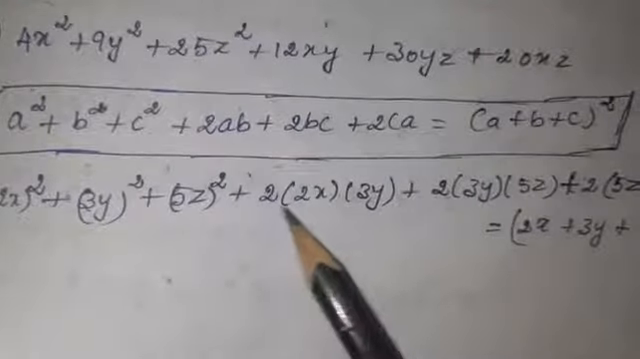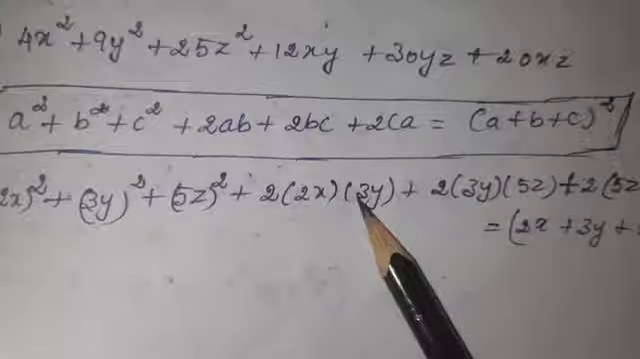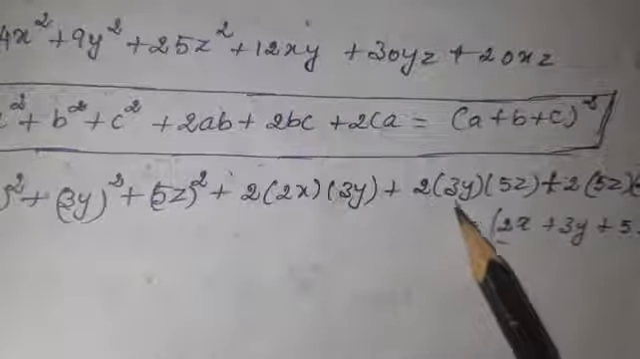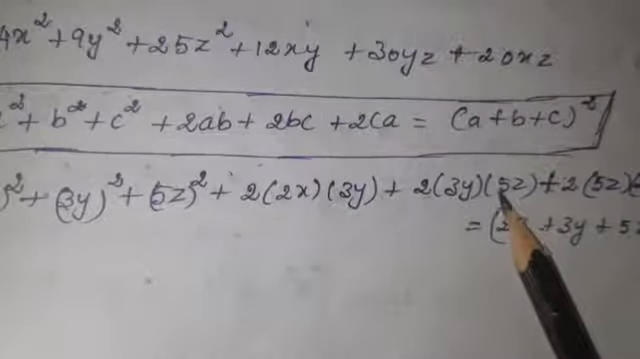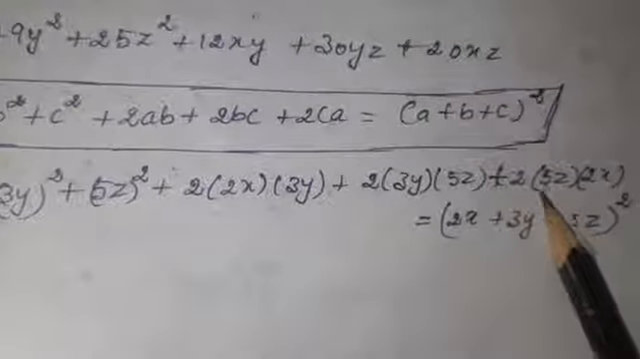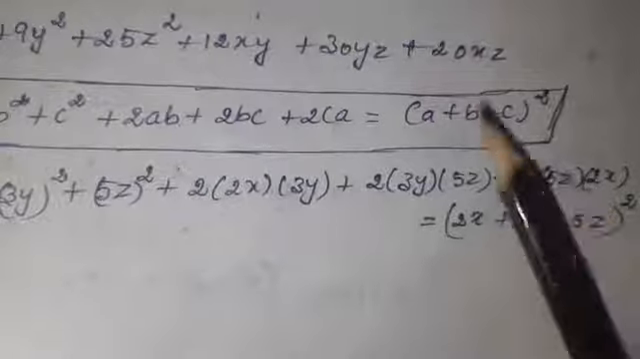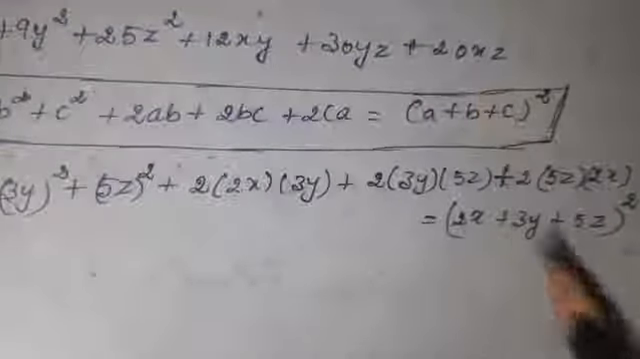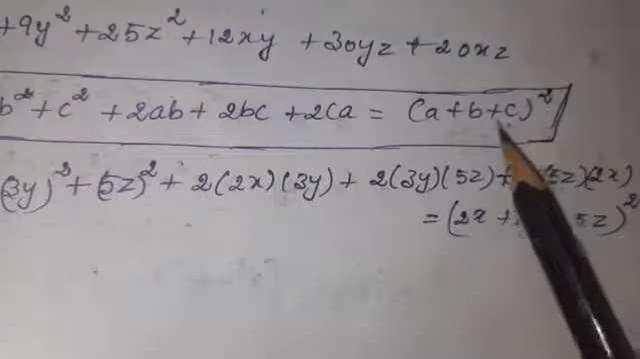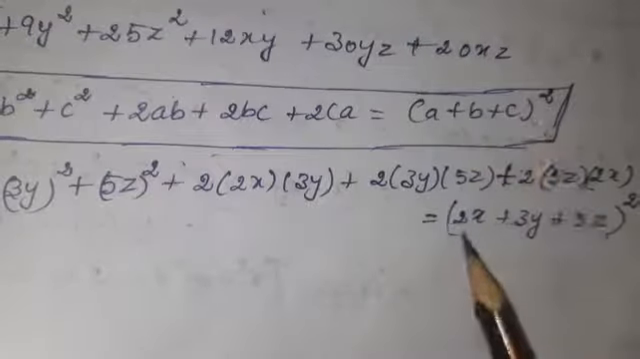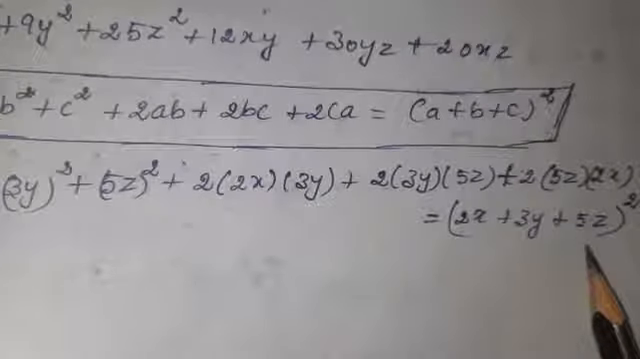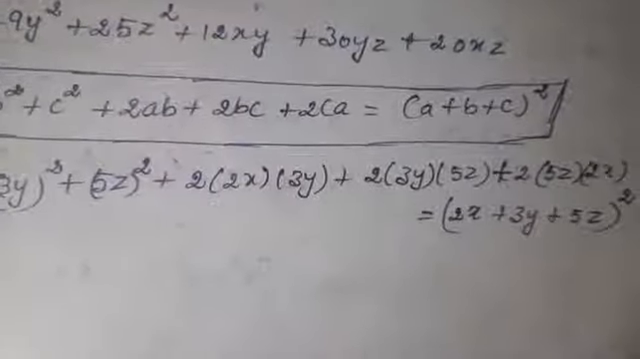Here multiply this. 2 into 2 is 4. 4 3s are 12xy. In the question you have 12xy. Next one. 2 3s are 6. 6 5s are 30yz. Here you have that in the question. Come to the next. 2 5s are 10, 10 2s are 20xz. In the question you have it now. So how you should convert this is a plus b plus c the whole square. You know that a value, b value, c value. Substitute here. A value is 2x plus b value is 3y plus c value is 5z the whole square.